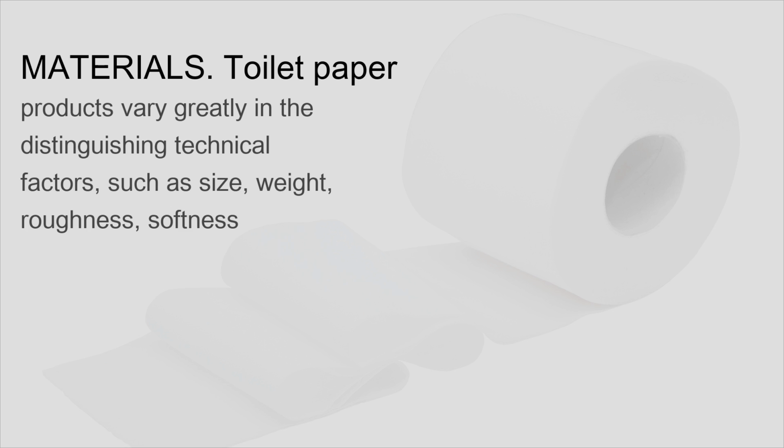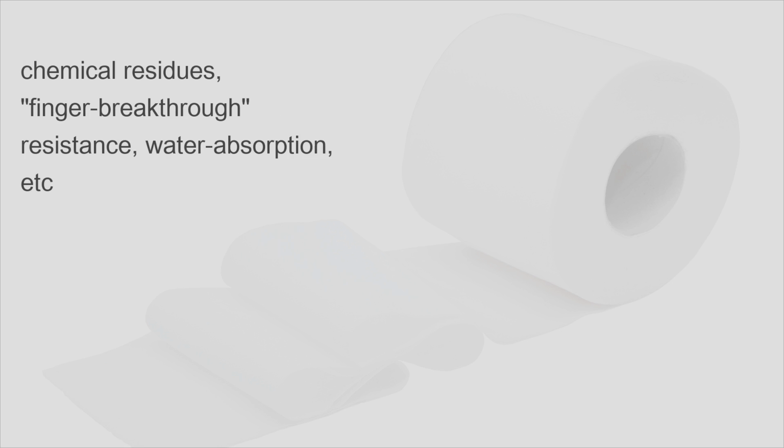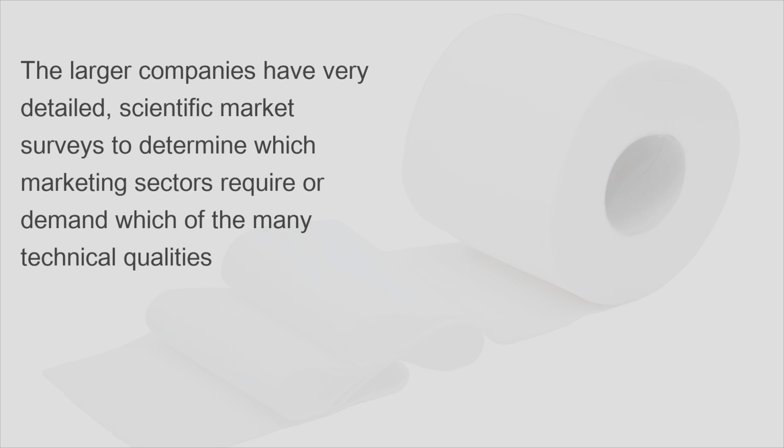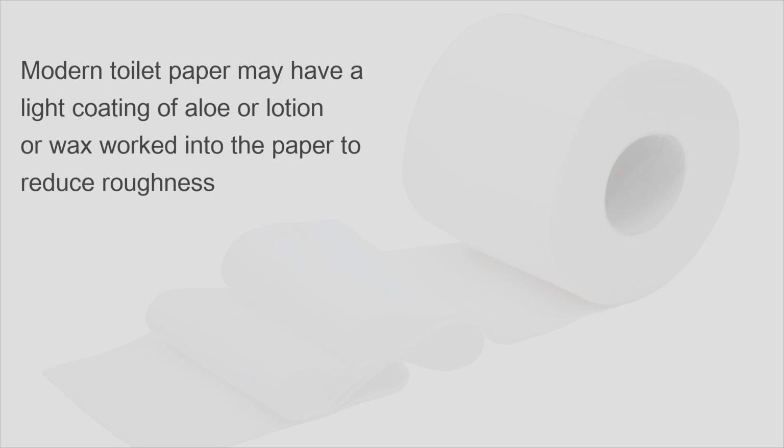Materials: Toilet paper products vary greatly in the distinguishing technical factors, such as size, weight, roughness, softness, chemical residues, finger breakthrough, resistance, water absorption, etc. The larger companies have very detailed, scientific market surveys to determine which marketing sectors require or demand which of the many technical qualities. Modern toilet paper may have a light coating of aloe or lotion or wax worked into the paper to reduce roughness.